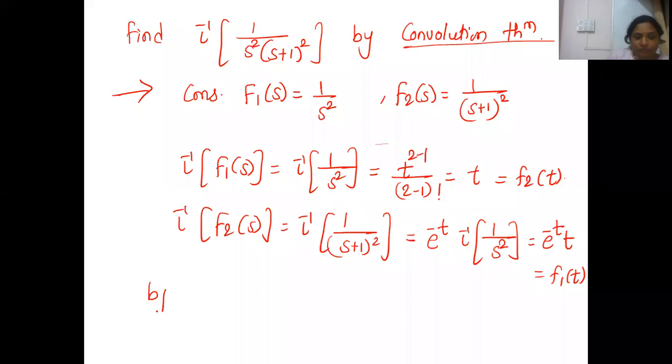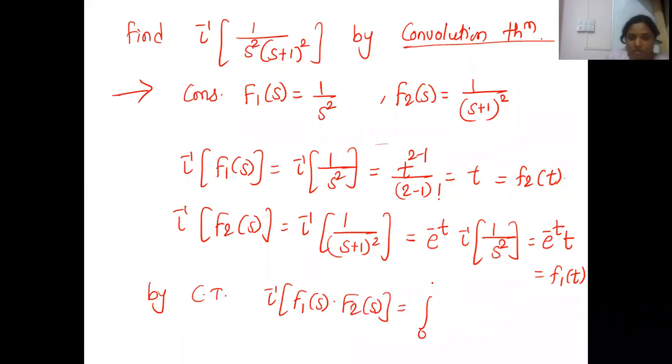So by the convolution theorem, the Laplace inverse of f1(s) into f2(s) is the integration from 0 to t of f1(u) into f2(t minus u) du. This is the formula, remember that.